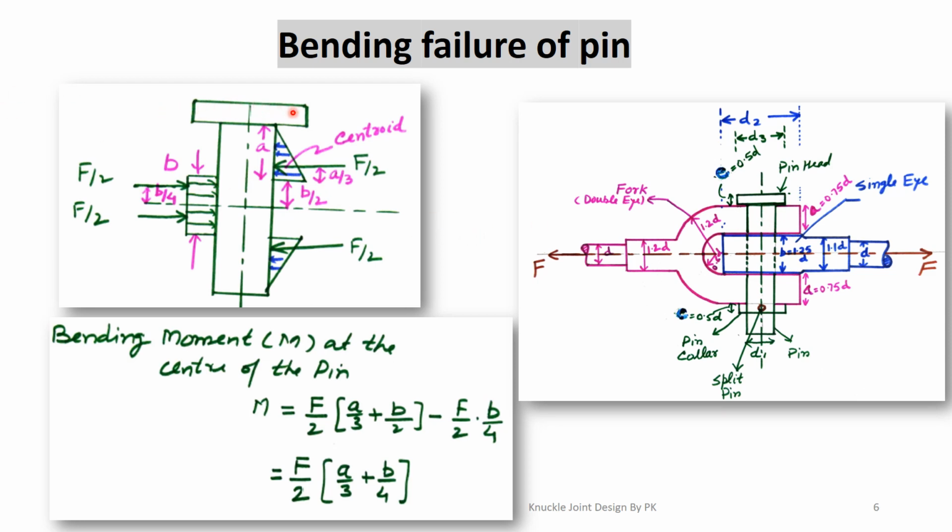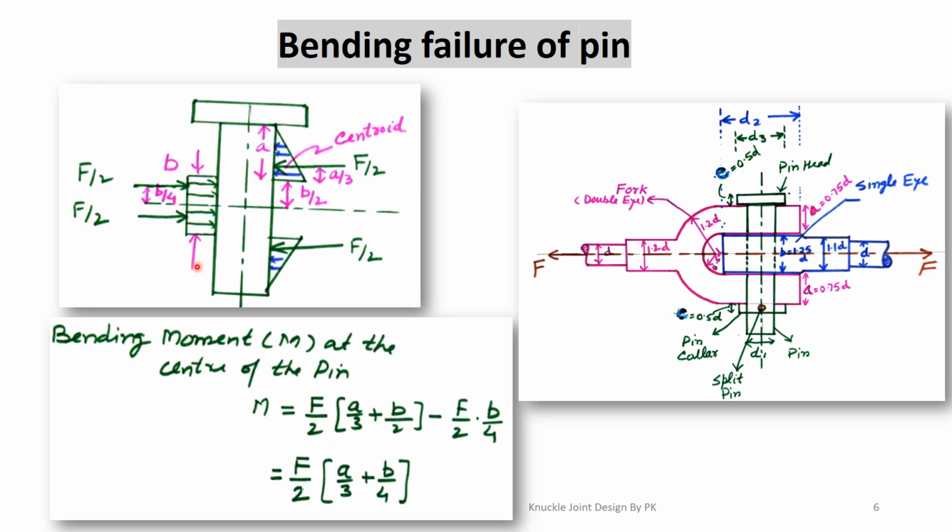Here this is the pin. The pin is in contact with the fork here as well as here, and in the middle portion it is in contact with the single eye. So the total load is F. We have to see how the pin is failing in bending. This total load is F, so the middle portion load is also equal to F, which is uniformly distributed. If we assume that load as a concentrated load and divide it into two halves, symmetrical about this axis, then this upper load is F/2 and this lower load is also F/2.